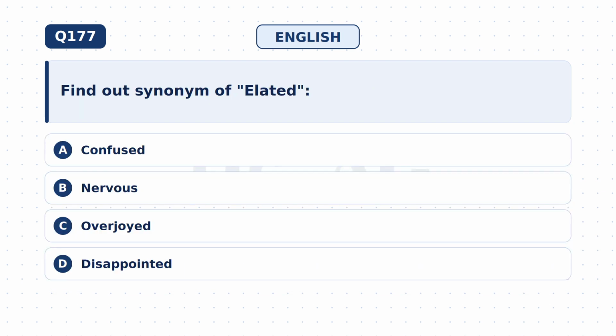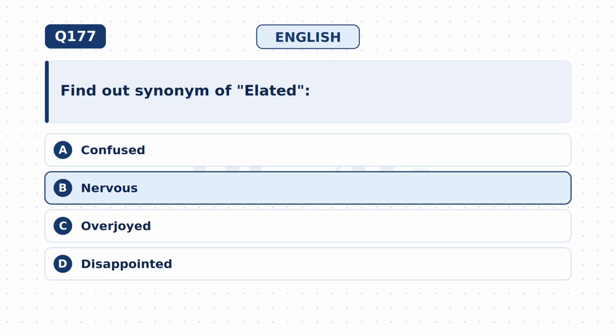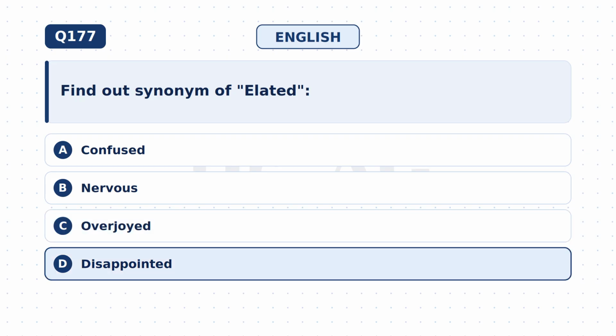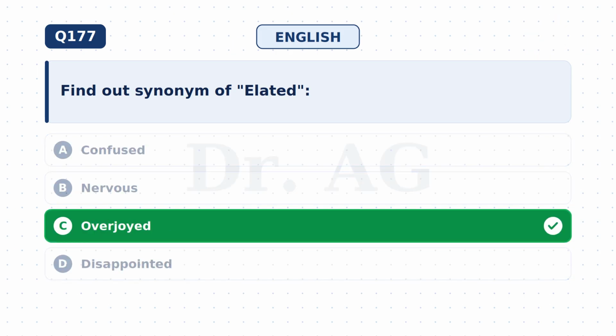Question 177. Find out synonym of elated. Option A, confused. Option B, nervous. Option C, overjoyed. Option D, disappointed. The correct answer is C, overjoyed.